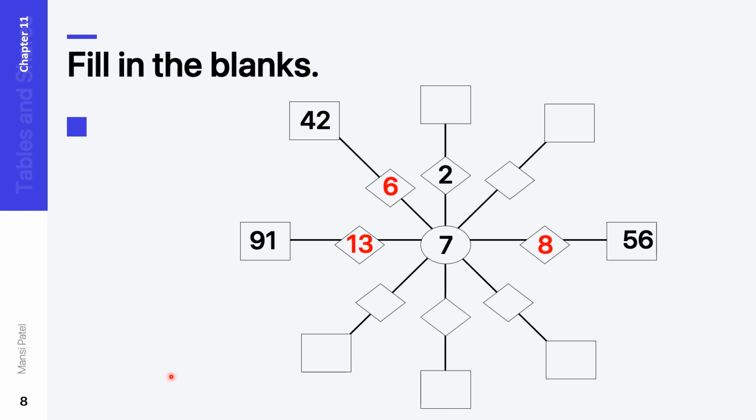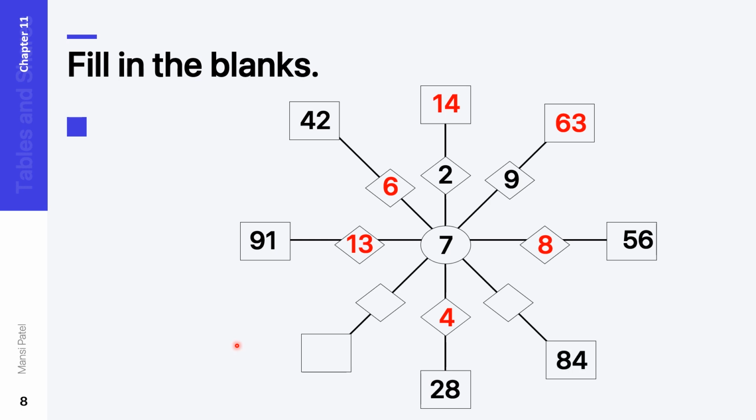Then the next one, 7 2s are. Directly you have to write down the answer. 7 2s are 14. Then the next, 7 9s are. Directly you have to write down the answer. 7 9s are 63. Then the next, how many 7s are 28? Which number multiplied by 7 gives 28? So we can say that 7 4s are 28.